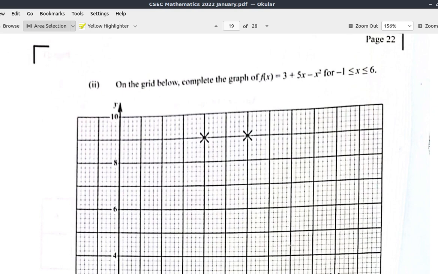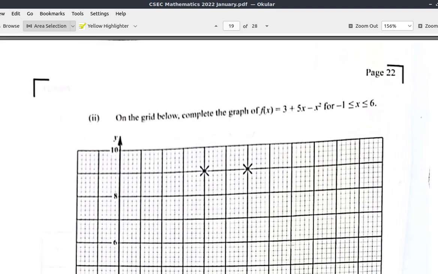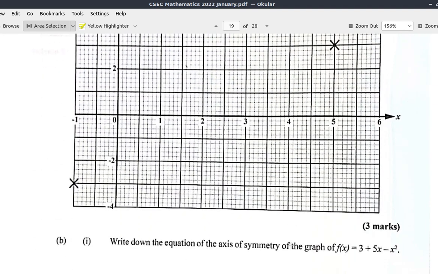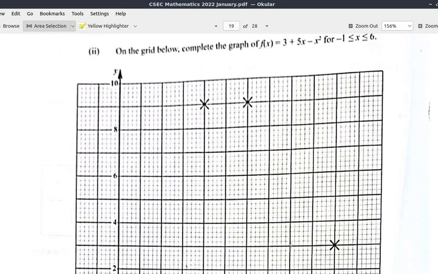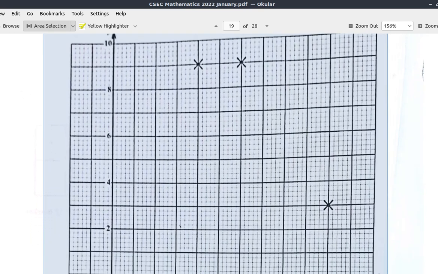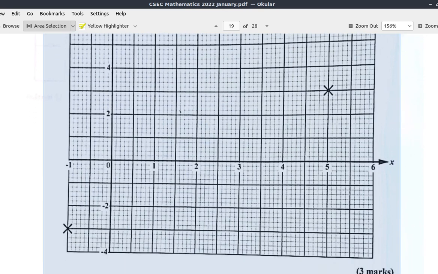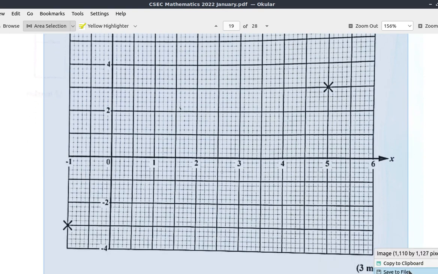So here now. On the grid below, complete the graph of 3 plus 5x minus x squared for x greater than or equal to negative 1, less than or equal to 6. Alright. So if you have a graph sheet with you, you could roll it up and complete this graph. So go ahead and do that. Let me just copy the graph sheet and put it over my other screen. And we're going to complete the graph.